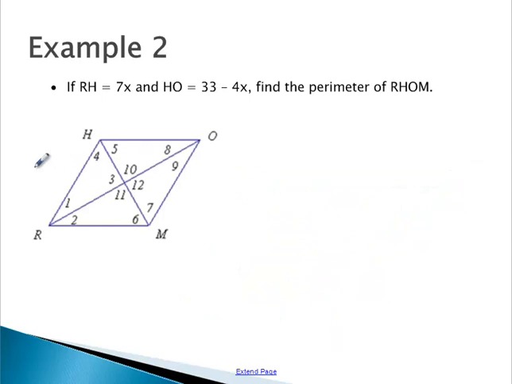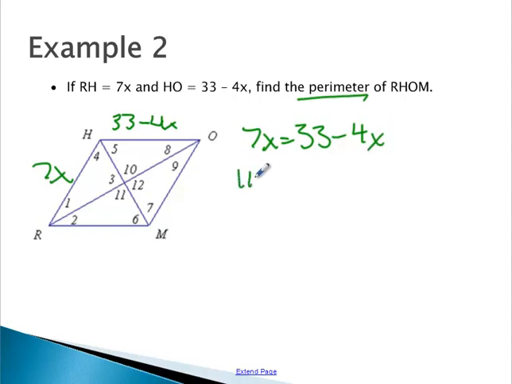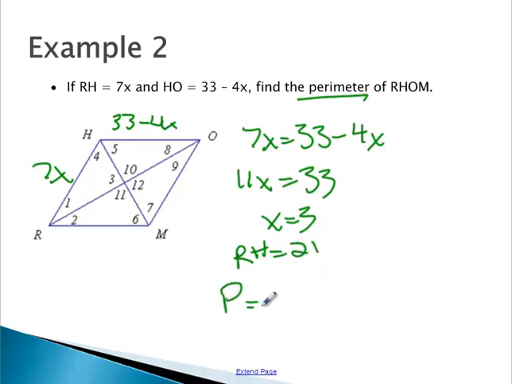Now if RH is 7x, and HO is 33 minus 4x, I want to find the perimeter. In order to find the perimeter, I have to find x. Once I find x, I have to find a side length. Then I can find the perimeter. Because it's a rhombus, all the sides are equal, which means I can set them equal to each other. Add 4x over, you get x is 3. When I plug that back in, RH is 21. Since one side is 21, the perimeter is 4 times 21, or 84.